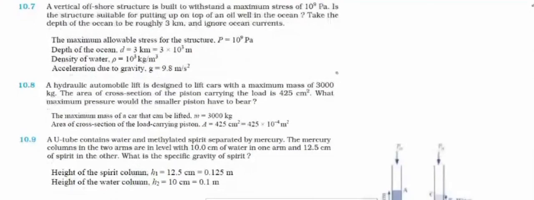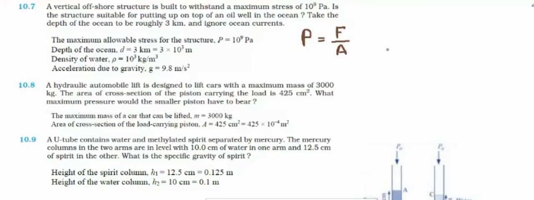Then question 7. A vertical offshore structure is built to withstand a maximum stress of 10 power 9 Pascal. Is the structure suitable for putting up on top of an oil well in the ocean? The depth is 3 kilometers. So you calculate the value of pressure, P is equal to F by A.